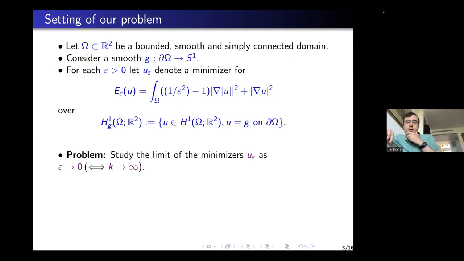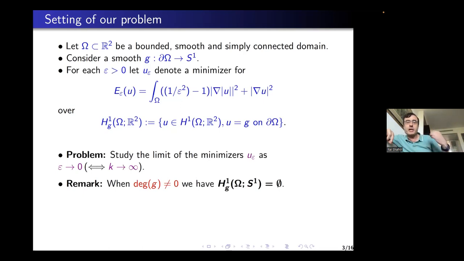The problem is to study the limit of the minimizers when epsilon goes to zero, which would be K going to infinity in the original setting. Now, a remark I should make is that when the degree of G is not zero, there are no maps in H1 of Omega taking values in S1, I insist, taking values in S1, that satisfy the boundary condition G. This is clear for continuous functions because of the Brouwer degree, since we assume that the degree of G is non-zero. But it's not so clear for H1 maps, but there is a degree theory that was developed also for maps in H1, which in dimension two shows that this space is empty.